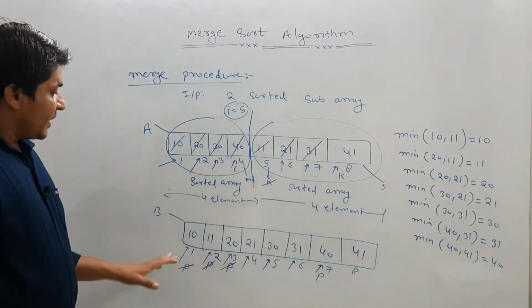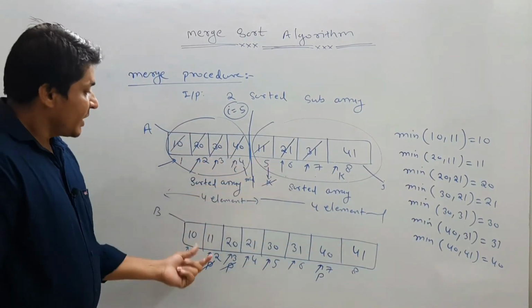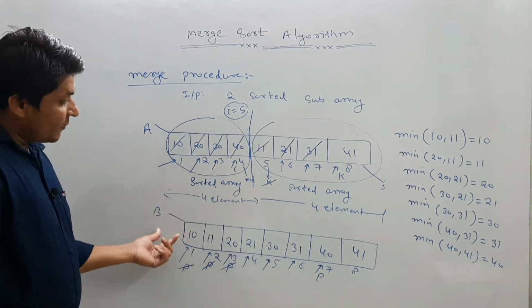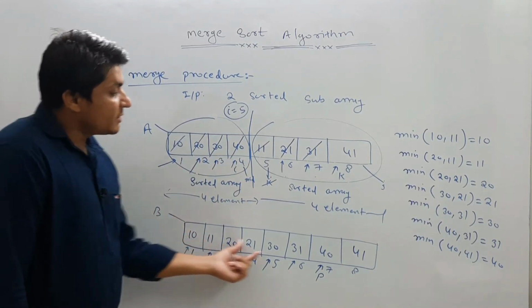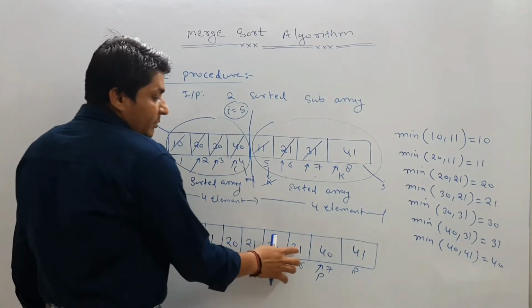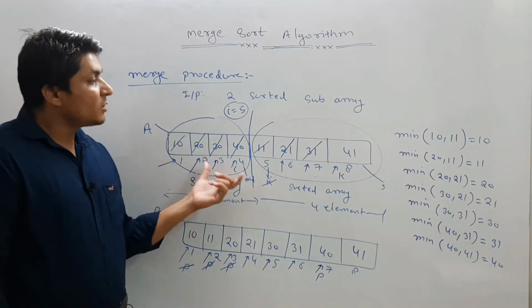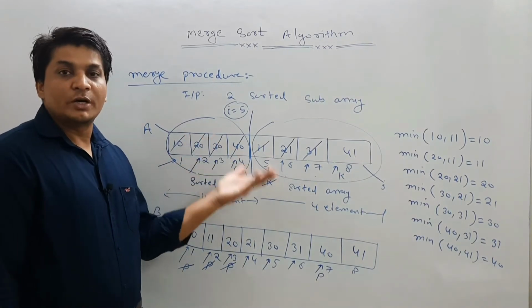If you see now, we have merged these two sorted subarrays into one common array, which is B. Now if you see, this is the sorted array: 10, 11, 20, 21, 30, 31, 40, 41. This array is a sorted array. So this is how we can merge two sorted subarrays.